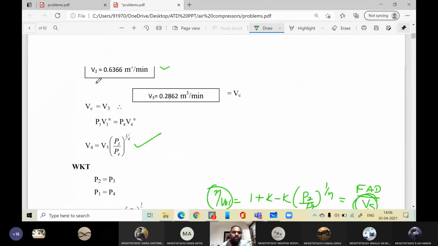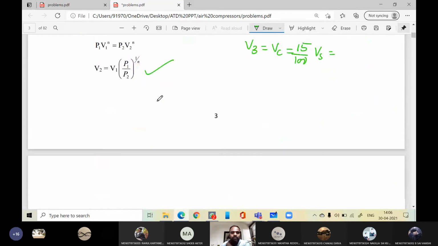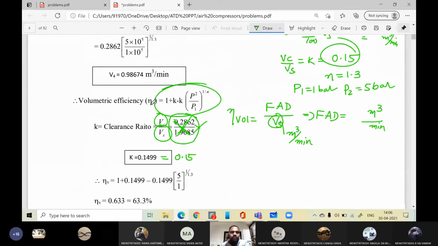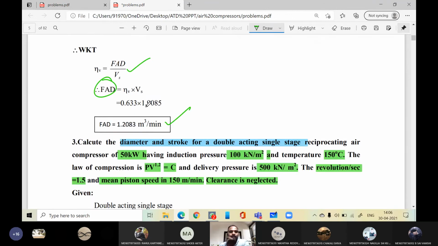And the third bit is anyhow asking volumetric efficiency. Indirectly we calculated volumetric efficiency. Yes, sir. Okay. Tell me, any doubts?